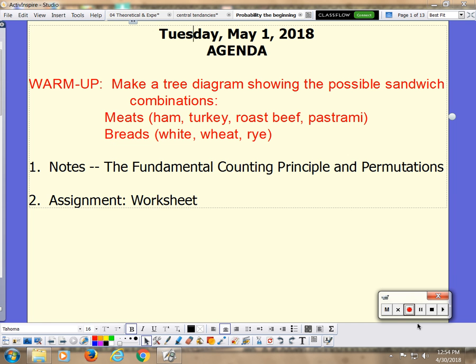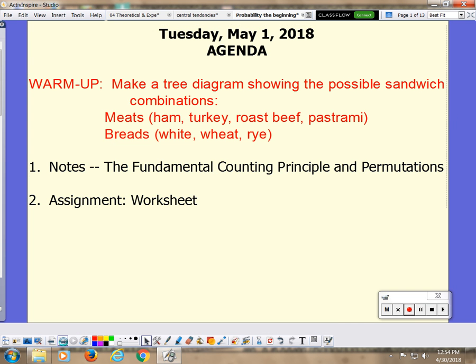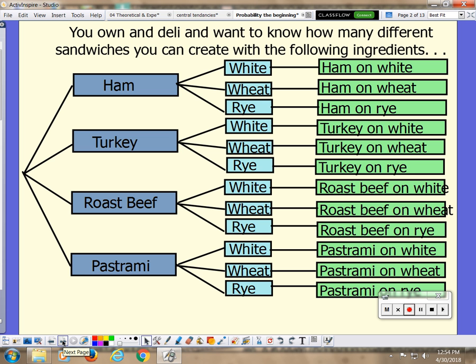Alright, welcome back from having created your tree diagram. Your tree diagram should look something like mine. Now, if you notice, on the left I have the ham, the turkey, the roast beef, and the pastrami, and off of those I have the 3 bread choices.